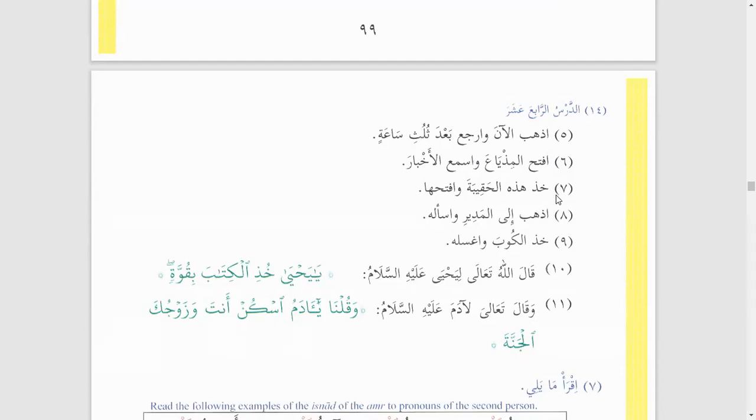Okay, number 6. افتح المذياع واسمع الأخبار. Okay, midiya'u. What is the pattern of midiya'u? Shouldn't it be مذياع? Yes. I'm talking about general. It's on the pattern of mif'alun, like miftahun. So that means this is ismul ala, right? Radio. So iftahil midya'a. It's basically on the pattern of miftahun, ismul ala.